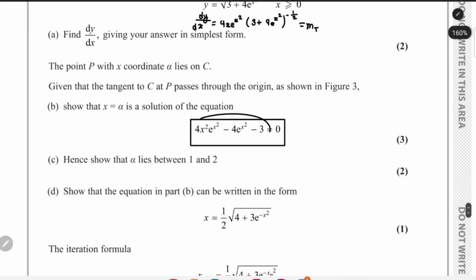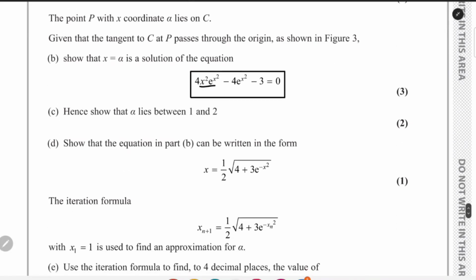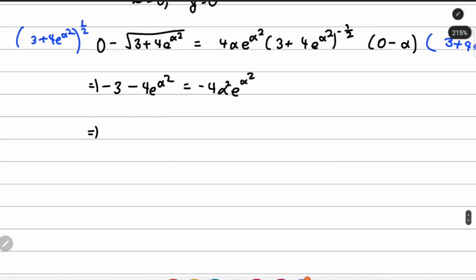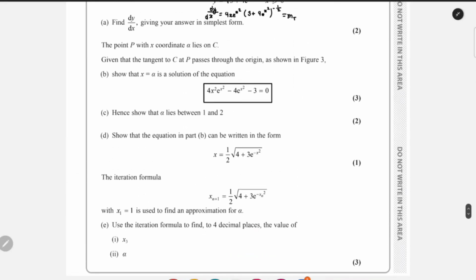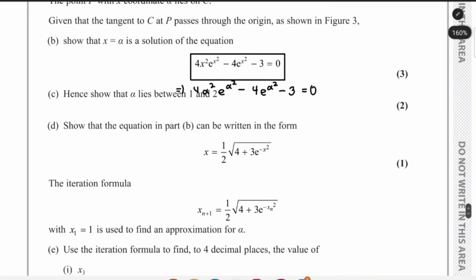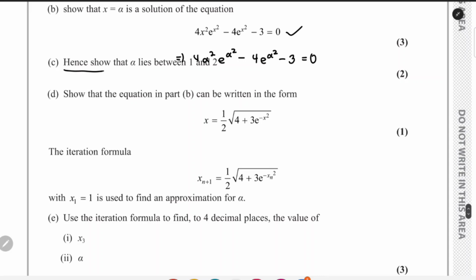Now we have to show this expression. Here 4x square e to the power x square is positive, so I'll move this to the left. I'll be left with 4 alpha square e to the power alpha square minus 4 e to the power alpha square minus 3 is equal to 0. Now if I compare this with the equation given over here, it's the same equation, just in place of x we have alpha, in all cases. Everything else is the same. So alpha is a solution to this equation. We can prove this. Now we go to a numeric method.